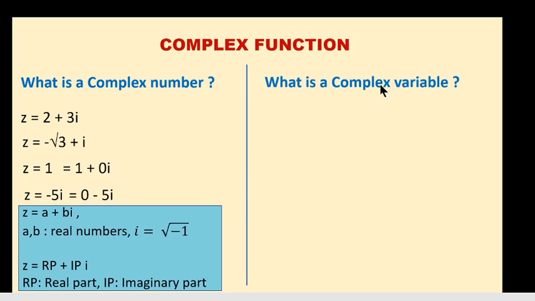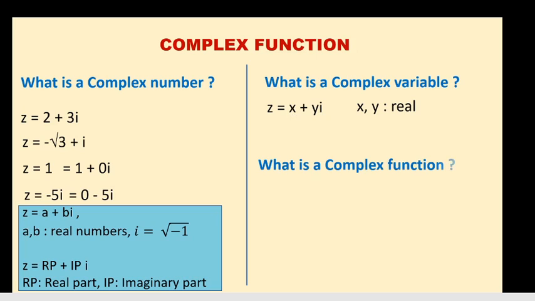Next, let us see what is a complex variable. A complex variable is represented by z and it is equal to x plus yi. Here x and y are real. x is called the real part of z, y is called the imaginary part of z. Next, let us see what is a complex function.